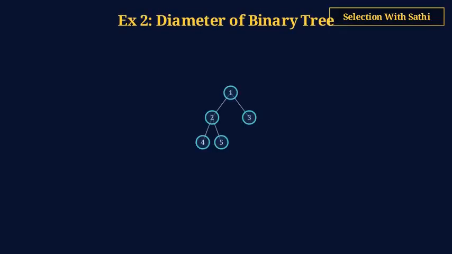Let us compute the diameter of a tree, root 1, left 2 with children 4 and 5 where 5 has left child 8, right 3 with right child 7. Start from leaves. Node 4, height 0, diameter through it is 0. Node 8, height 0. Node 5, left height 0 from 8, right height minus 1. Diameter through 5 is 0 plus minus 1 plus 2 equals 1. Height of 5 is 1.